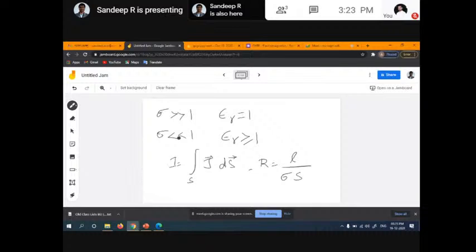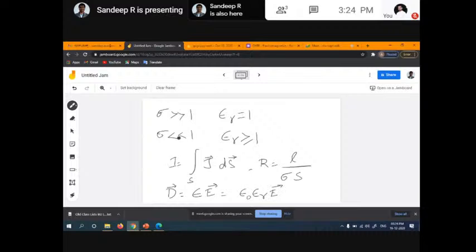We have related D and E in free space. Similarly, we can relate D and E in other media, where D is equal to epsilon E, the general equation, where epsilon is epsilon naught into epsilon r. Epsilon naught is the absolute permittivity and epsilon r is the relative permittivity of the medium.